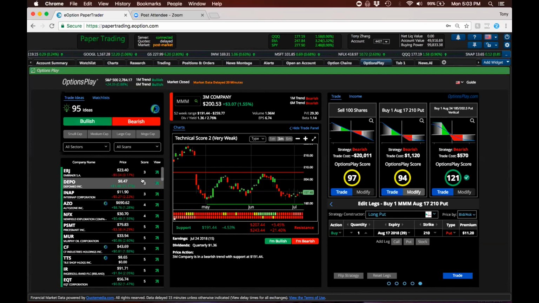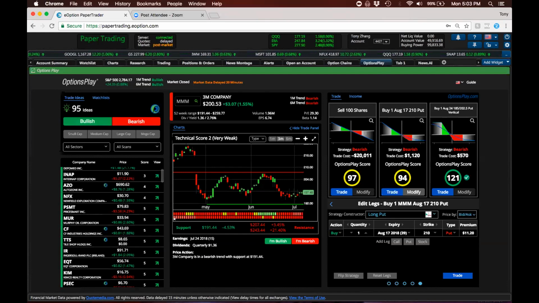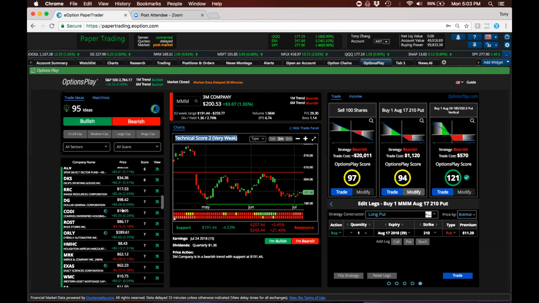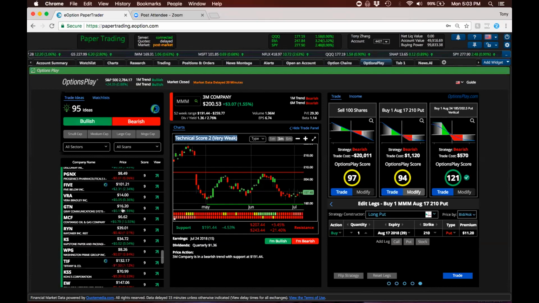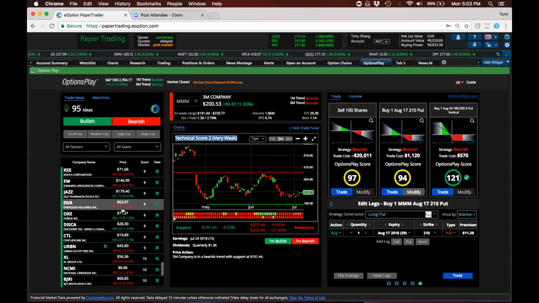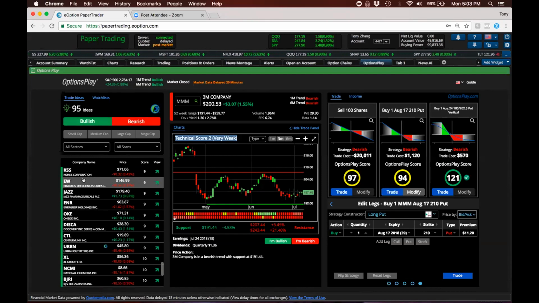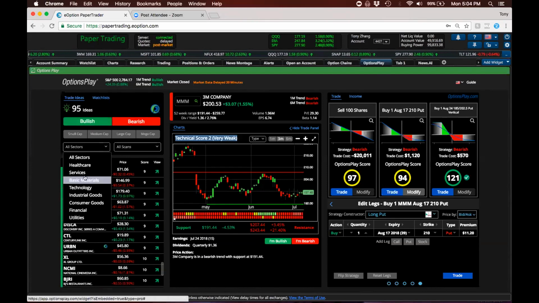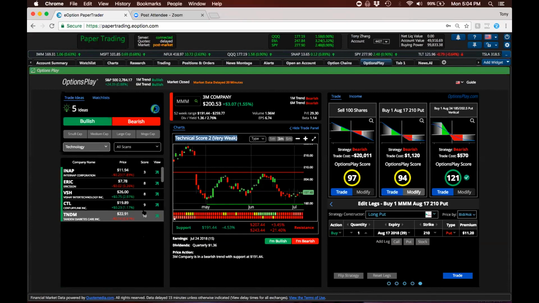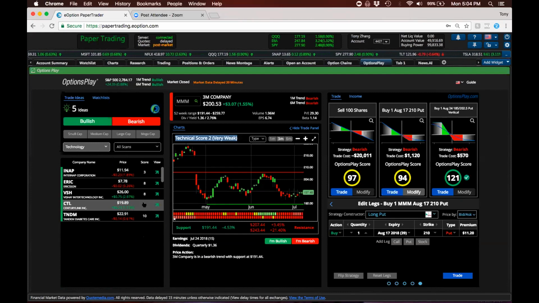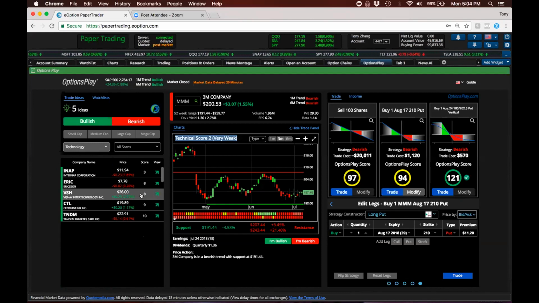I always tell users to sort by the score. That's this technical score that I'm referring to here. If you're looking for bullish examples, you generally want to find stocks with higher scores. They tend to have a higher probability of the stock moving higher. And then you might want to choose a sector that you think is strong. Technology is obviously a very strong sector right now. This allows you to quickly look for strong technology stocks that are bullish.